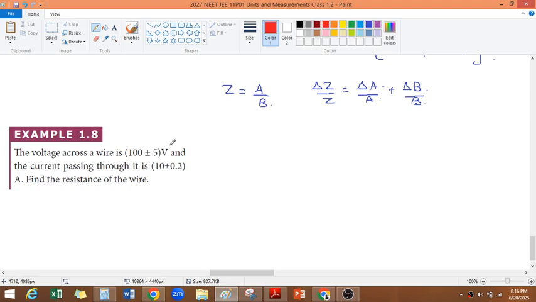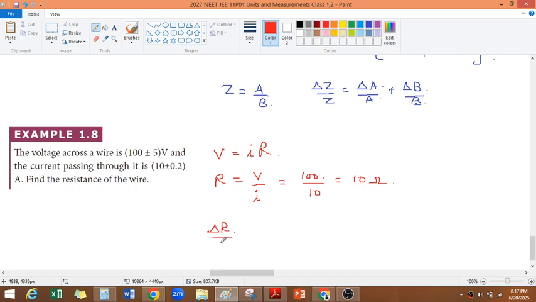Voltage across a wire is this much and the current passing through it is this much. Find the resistance of the wire. So we have studied something called Ohm's law. V is equal to IR. So find the resistance. So R is equal to V by I. So that means we are giving an example for division method. So R is equal to V by I. So 100 divided by 10, which is 10 ohms.